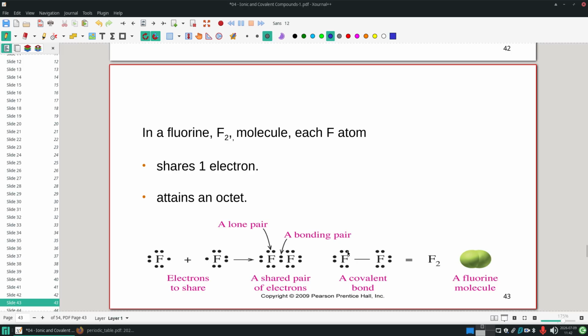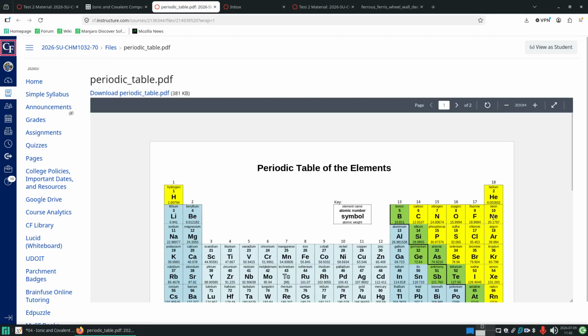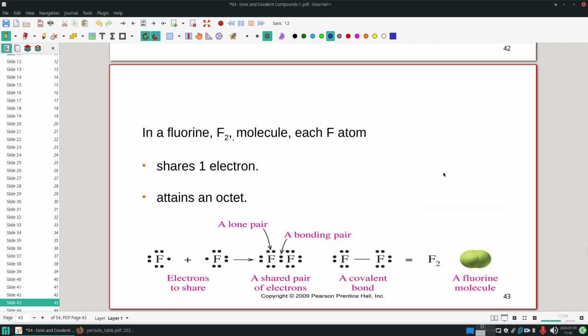So the fluorine electrons see those 6 electrons plus those 2. So it sees 8 electrons. Now it thinks it's got the same as neon. And the other fluorine does the same thing. Thinks it's like neon because it's got 2, 4, 6, 8.